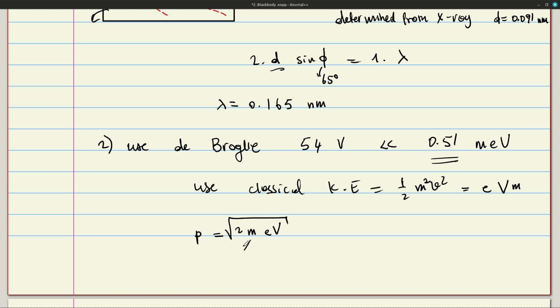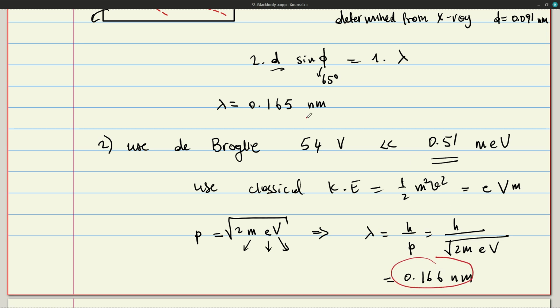So m is known, electron charge is known, voltage is known. If you put this in, I'd have some number, but we don't care. From here, we can calculate lambda from the de Broglie relation, h over p. And this is h over the square root of 2meV. If you put all of these numbers in, what I found is 0.166 nanometers. So this is de Broglie's expectation, and this is your experiment.